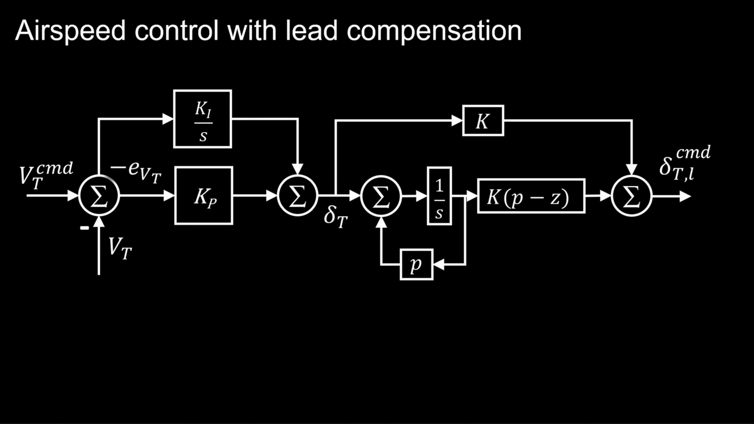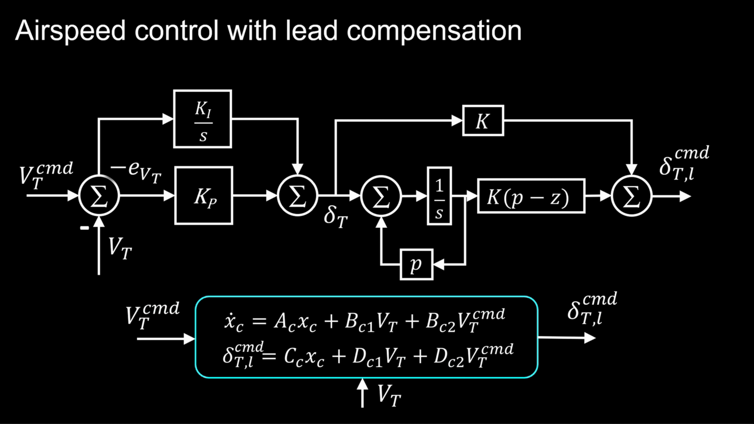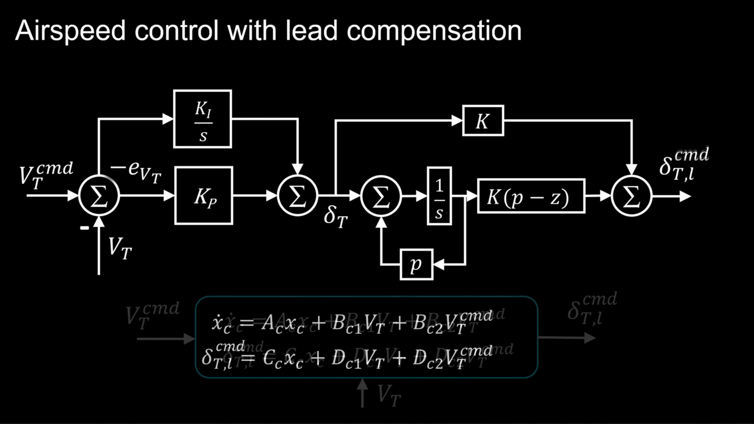Breaking out the lead compensator, we can see the architecture for both systems, and we can represent the PI control and the lead compensator as LTI state space processes. We connect them in series to get a single LTI system for the lead compensated airspeed control.